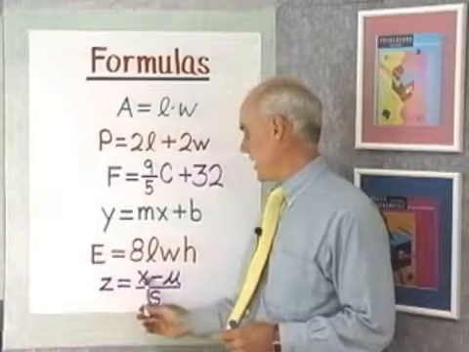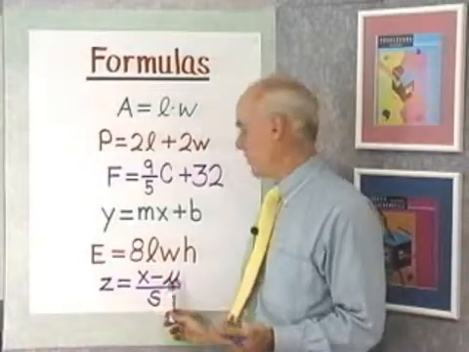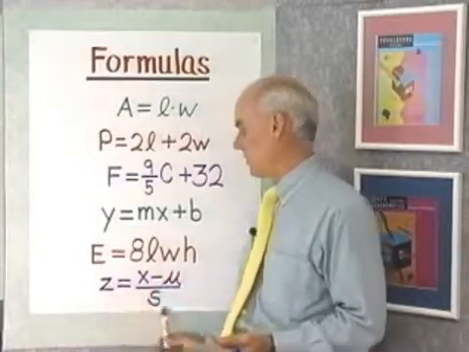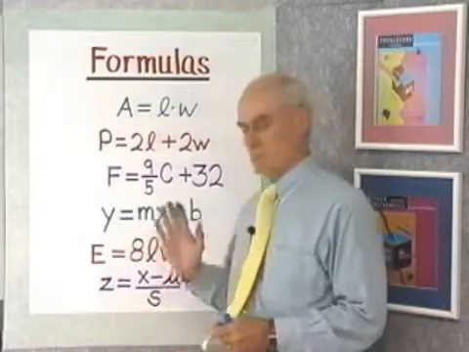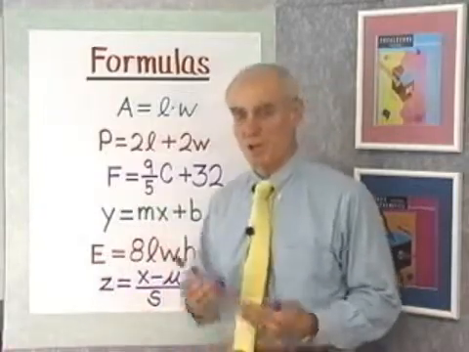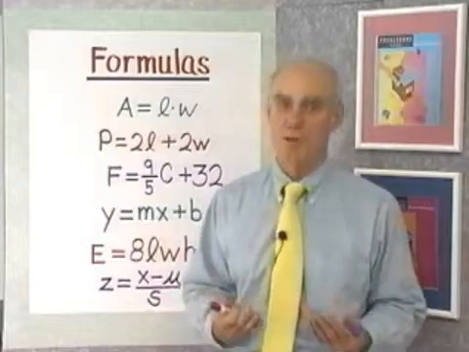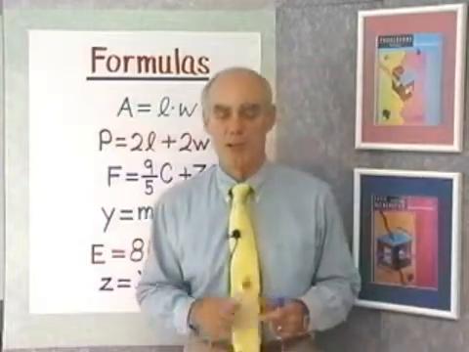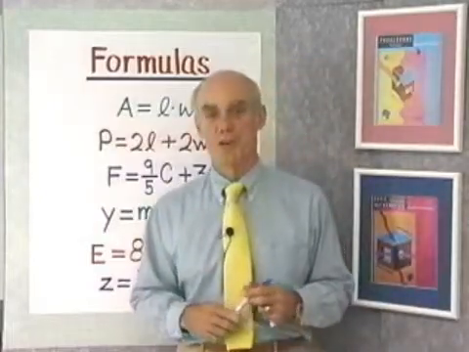And z equals x minus mu, this is the Greek letter mu, over s, is the formula for a z-score in statistics. There's many, many formulas in mathematics. What links them all together is that they're equations that involve more than one variable. Let's see some of the problems that we can work involving formulas.